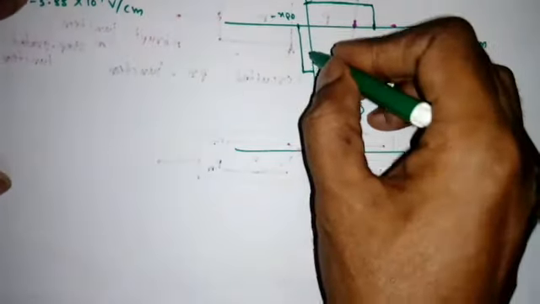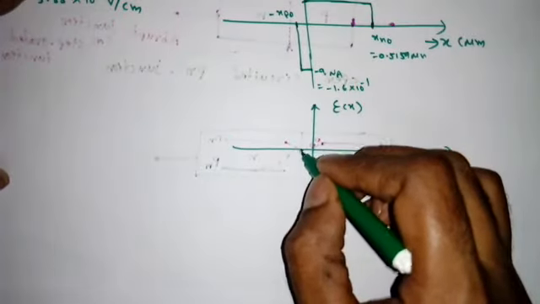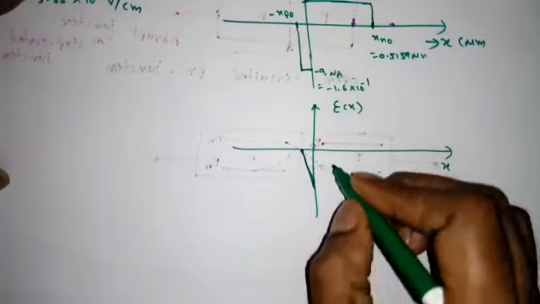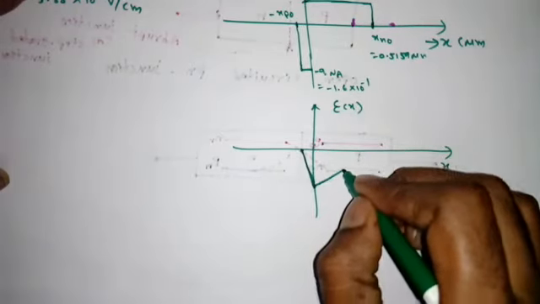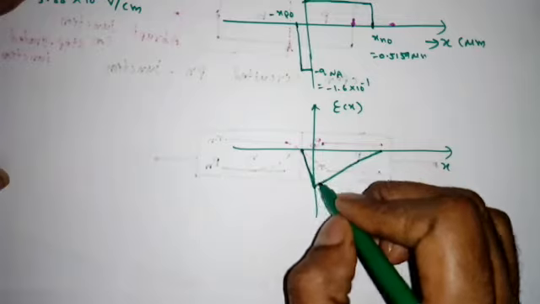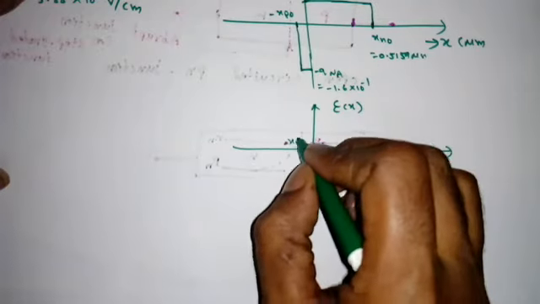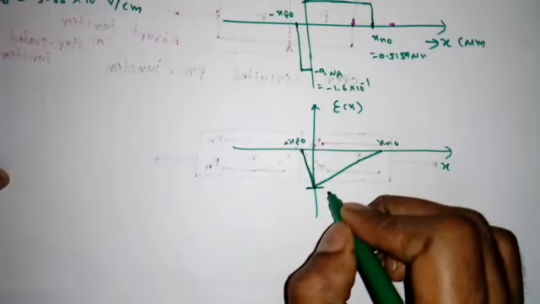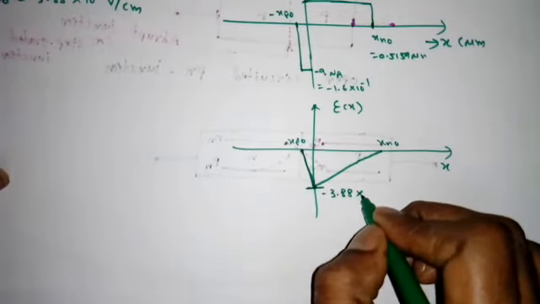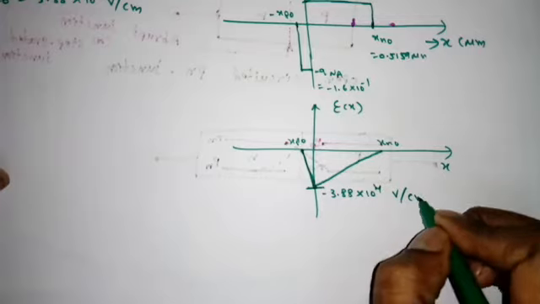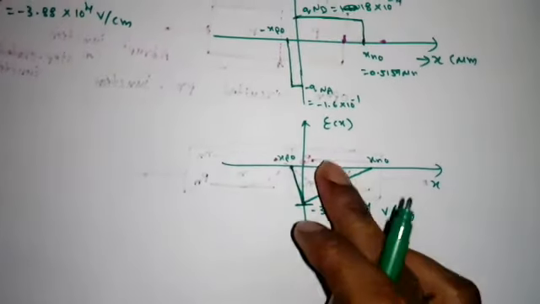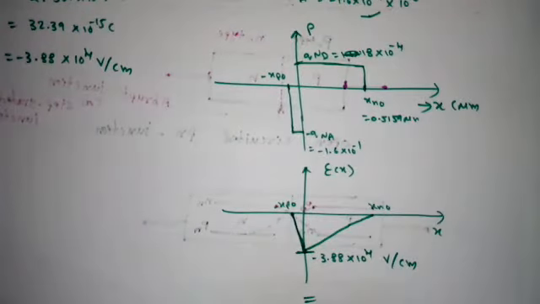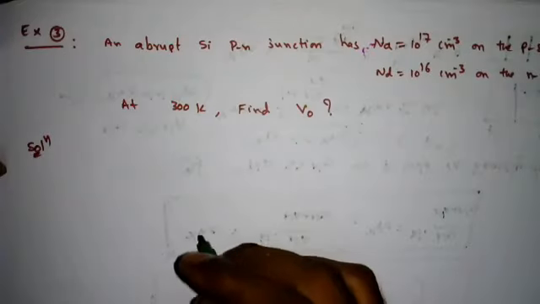So when I integrate this one, something like this we will get, right? Then this one is very steep, the positive slope, this is the negative slope, this is the positive slope. Minus Xp naught, Xn naught. What is the maximum value? Minus 3.88 into 10 to the power 4 volt per centimeter. This is the electric field distribution and this is the charge density distribution, right? Next I will solve this problem.